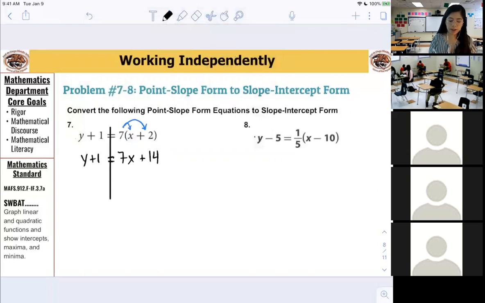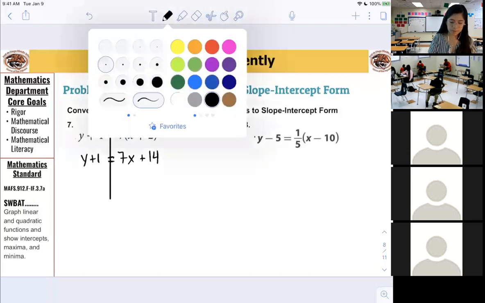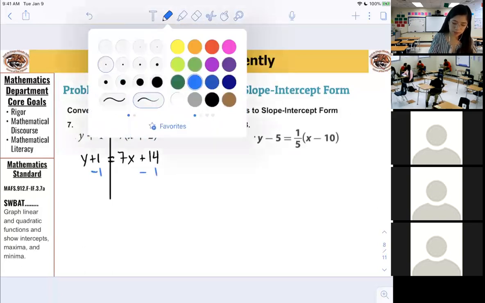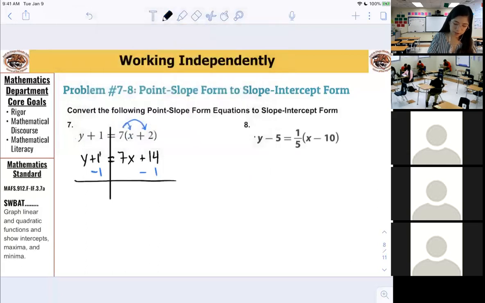Now what do I do to get y all by itself? Subtract 1. Good, subtract 1, and I'm taking it away from the 14. So my final answer is going to be y equals 7x plus 13. And now I know not just 2 things about this graph, but I know 3 things in total.